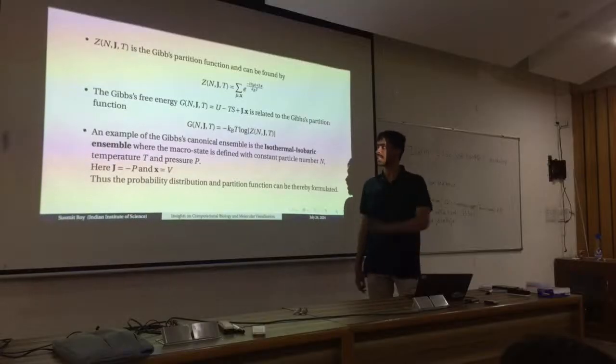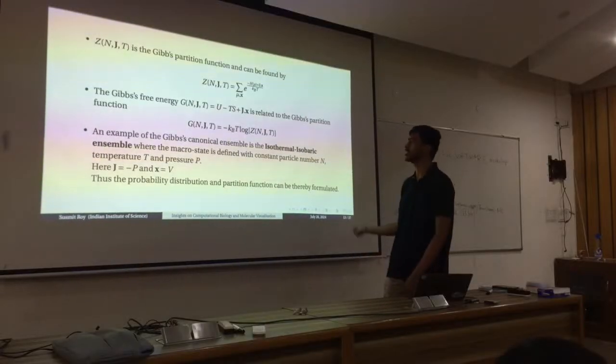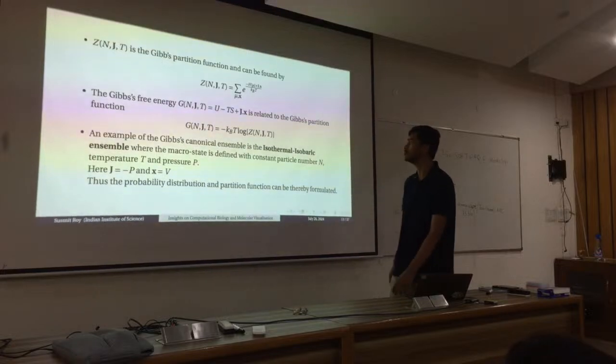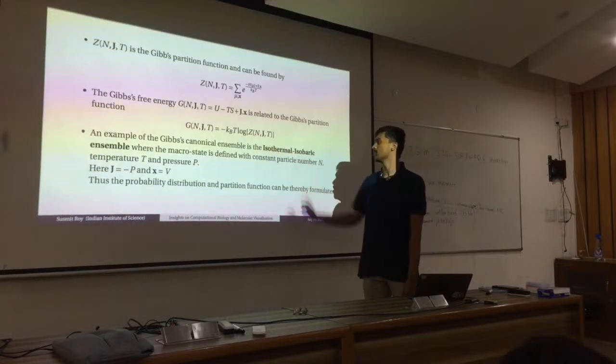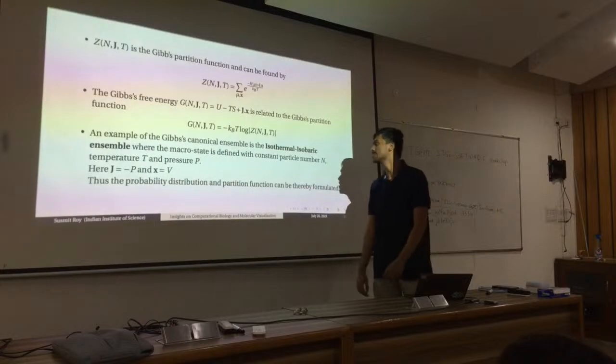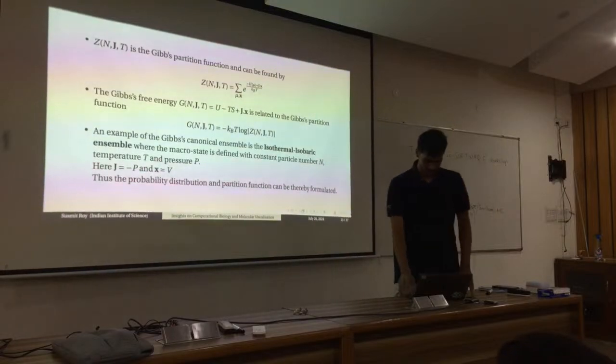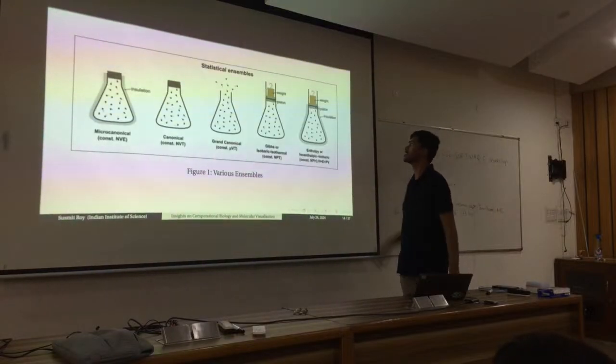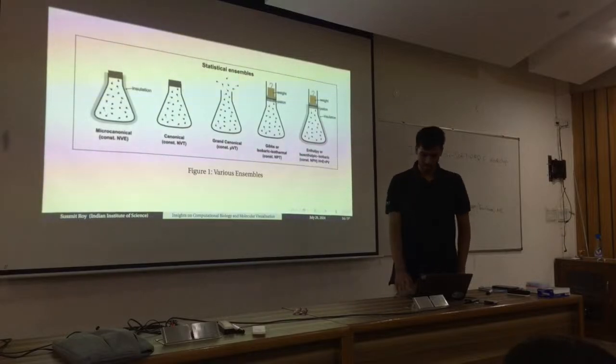And that is related to the Gibbs free energy of the system, because now you have the work degrees of freedom, and your G is equal to minus k_B T times log Z again. So these are the various ensembles. I have shown a picture.